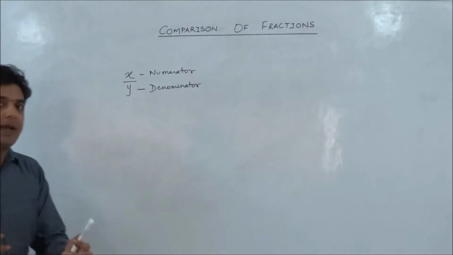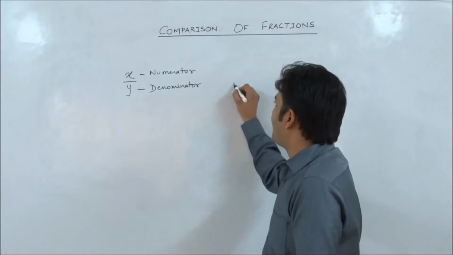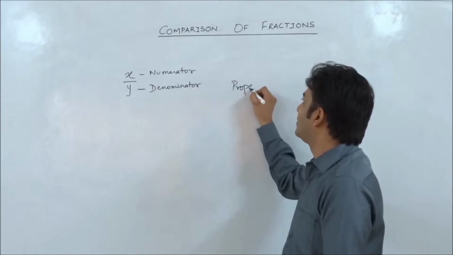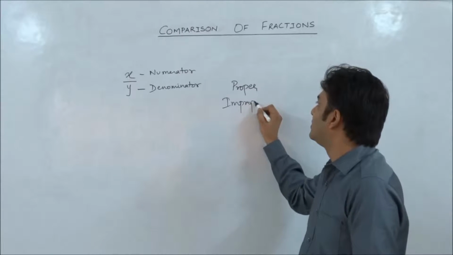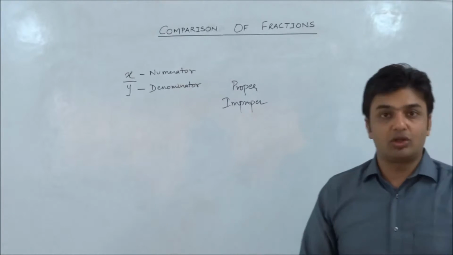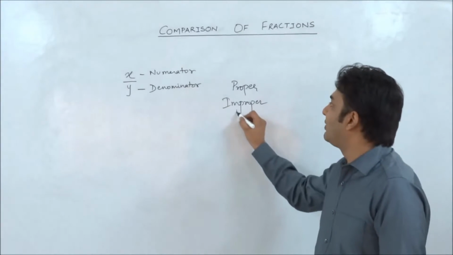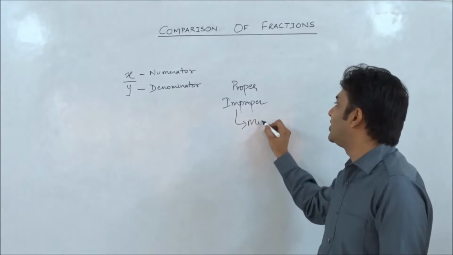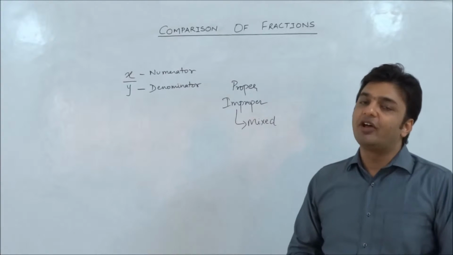Now what are the various types of fractions? There are basically two types of fractions. One is proper fraction and one is improper fraction. Now you must be wondering, what about mixed fraction? There's also a type called mixed fraction. Mixed fraction is nothing but how we represent an improper fraction. It is not a separate type of fraction, but it is a different representation of a fraction.